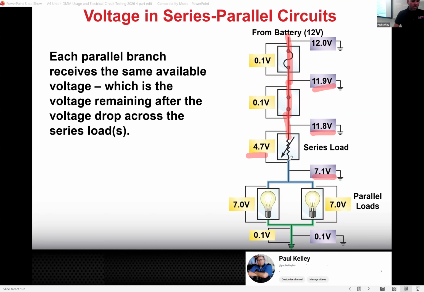Should this be red or should this be green? Neither one, because it's what we call an intermediate voltage. We've dropped some of the voltage as designed, leaving 7.1 volts to both be dropped over the 2 bulbs. Each bulb gets 7.1, and each bulb drops approximately 7, leaving about 1/10 on the ground.